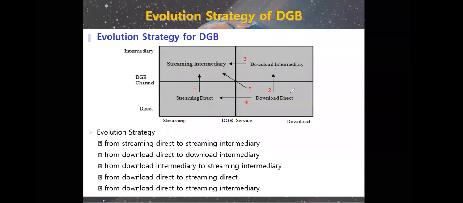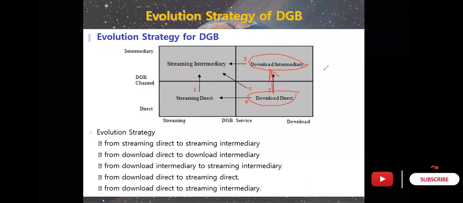Now see another paradigm. From download direct to download intermediate. Now the flow is from download direct to download intermediary. Why is the flow here? For example, you are the owner of a product. You have some intangible product and you want to sell it. You are the owner and it's downloadable. You still want to keep it downloadable. It's fine for you. I don't want to make it streaming, but I want to make it intermediate. Why? To increase my customers.